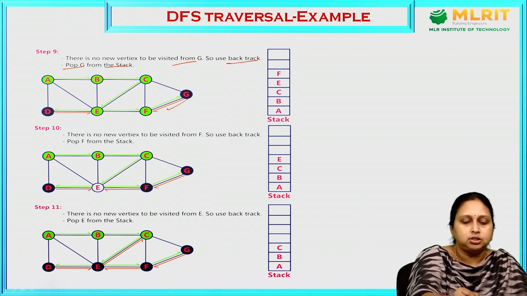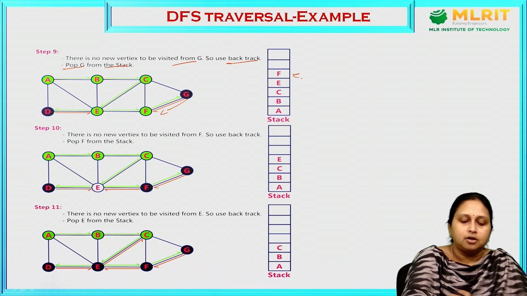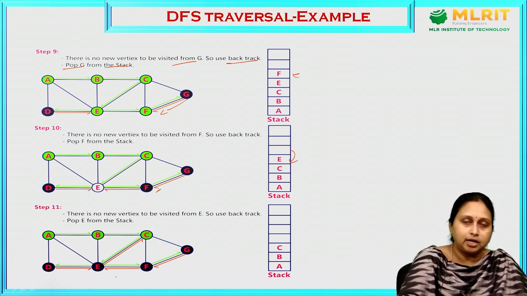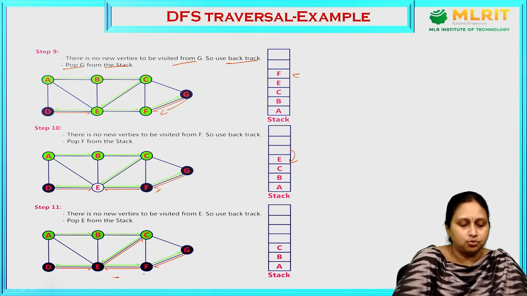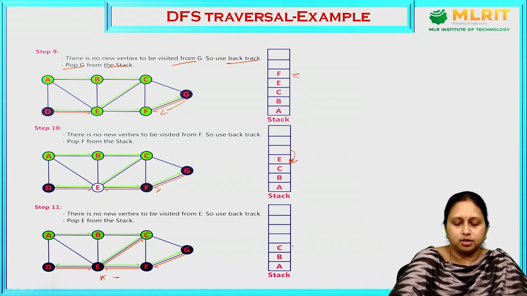From G you are coming to F. Pop it from the stack. Next, from F, is there any new vertex to be visited? No. So you backtrack. From F you are coming back to E. No new vertex to be visited, so backtrack to E. This is already done.